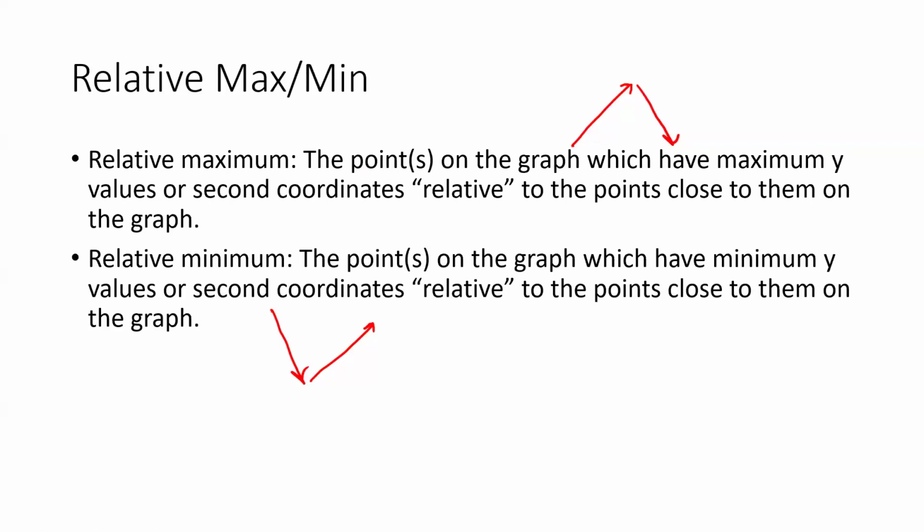Our next word is relative minimum. The relative minimum is the points on the graph which have minimum y values or second coordinates relative to the points close to them on the graph. What does that mean in simple terms? It's where your graph goes down and then it goes up. So on relative maximum, we increase, then we decrease. On relative minimum, we decrease, then we increase. Sometimes drawing the arrows helps make sense of all the vocabulary words.